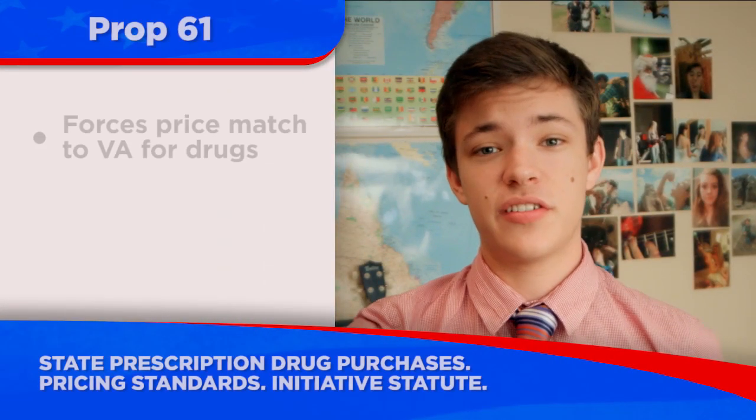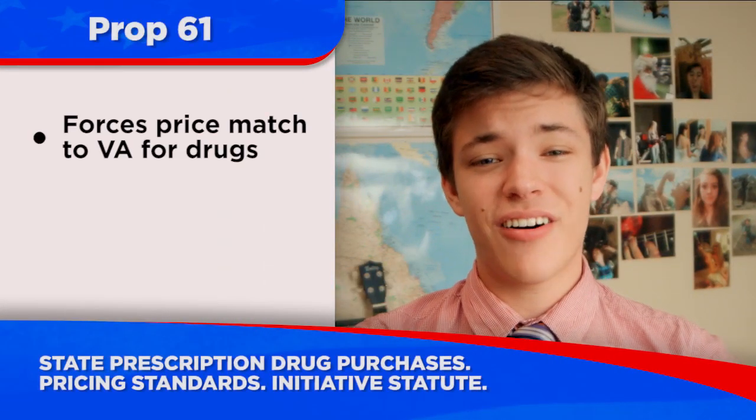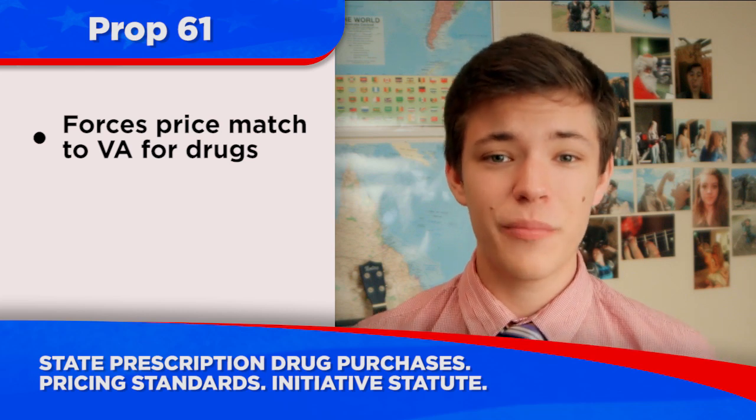Okay, so Prop 61's a little bit tricky, but America has been spending a lot of money on medication. There are some drugs that used to cost $10 that now cost hundreds of dollars because drug companies can pretty much name their price. Prop 61 prevents state agencies from buying drugs at any cost that's higher than what the Department of Veterans Affairs currently pays for drugs. The idea being that the Department of Veterans Affairs pays a reasonable price for a lot of these drugs, and that should be the benchmark for what the rest of the state pays.